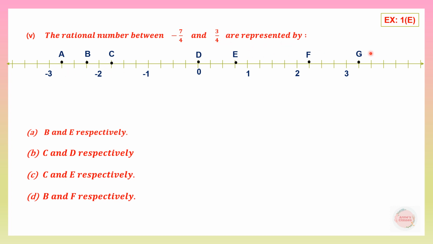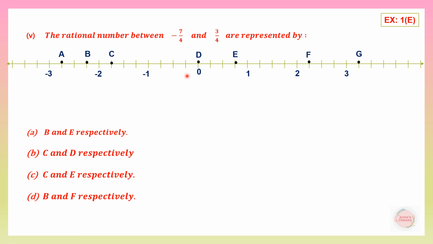Question 5. The rational numbers between minus 7 by 4 and 3 by 4 are represented by which of these letters? Now when the denominator says 4, that means between two numbers there are 4 parts. So we have 1, 2, 3, 4 parts. Okay, so you have to look at the denominator. Now we have to look for minus 7 by 4. So after 0 on the left side, the negative numbers will start.